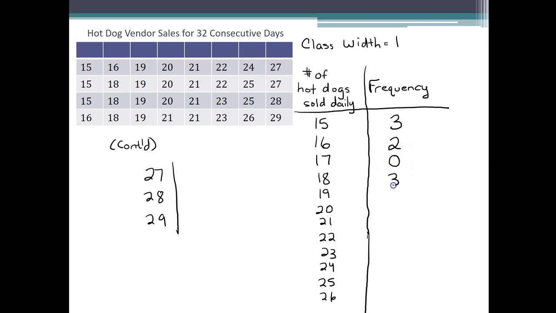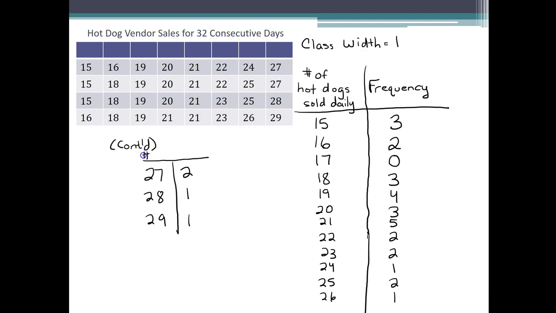18, there's 3 days. 19, there's 4. 20, there's 3. 21 is 5. 22 is 2. 23 is 2. 24 is 1. 25 is 2. 26 is 1, and then I ran out of space, so I came over here. 27 is 2. 28 is 1. 29 is 1.